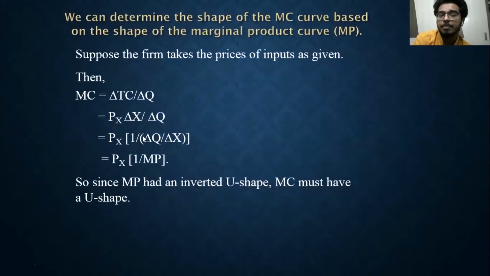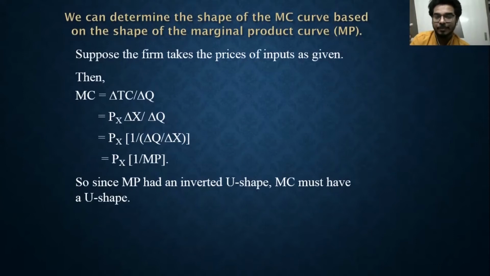The same thing happens: marginal cost is the change in total cost divided by the change in quantity. And the total cost, if you remember, is the price of X, that is the price of the variable input, multiplied by the number of variable input. Px is constant. So if you are taking a derivative, this Px comes out. So delta total cost is delta PxX.